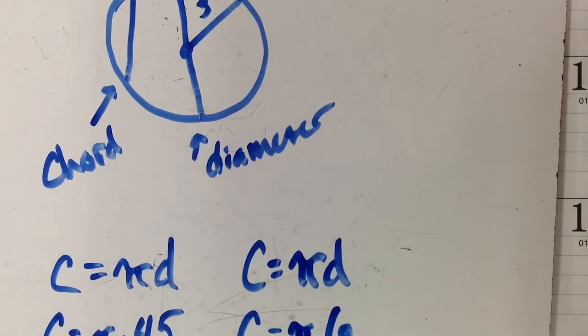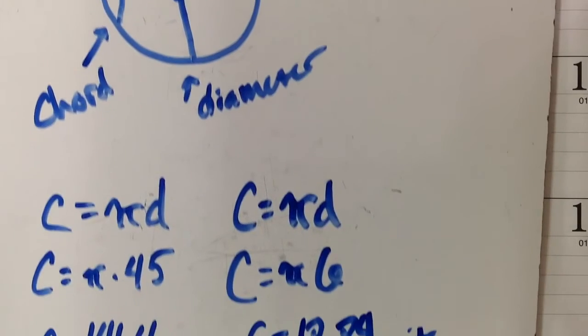Then I can plug that in. I'll get 18 point something, that's just off the top of my head. But I could do 3.14 times 6 to get circumference of 18.84 units, or whatever units that they give us.